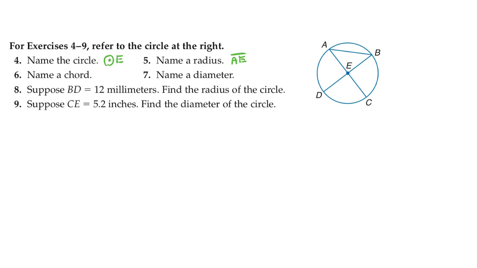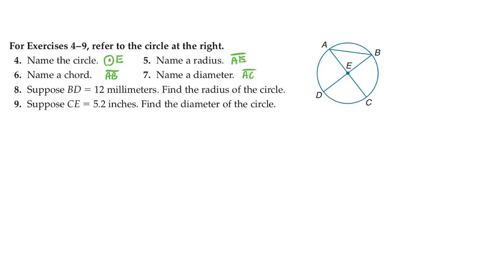Okay, name a chord. So there's actually a couple chords here. We could say chord DB. We could say chord AC. I'm going to say the most obvious, I think, which is chord AB. Now, other chords exist. You could draw BC. It's just not drawn, but any 2 points on a circle you could connect, right? Between 2 points there is a line. Name a diameter. So there's only 2 shown. They pass through the center and are on the circle. So it's either AC or BD.